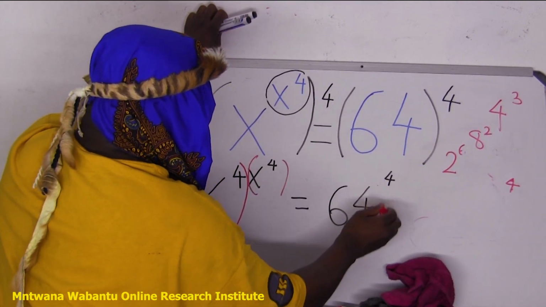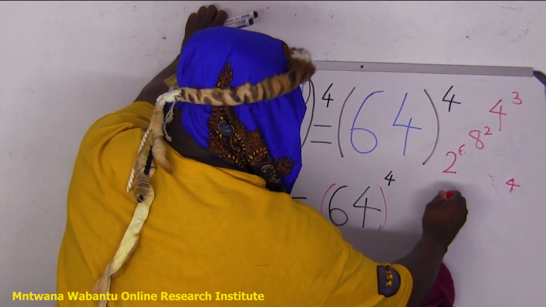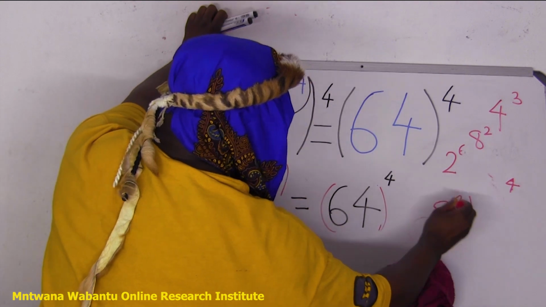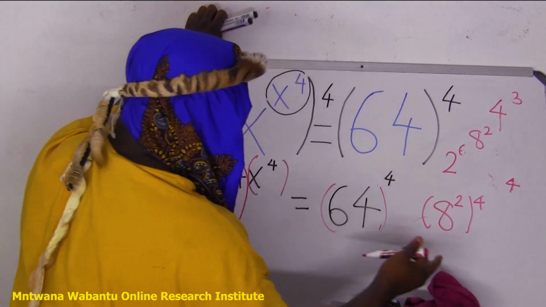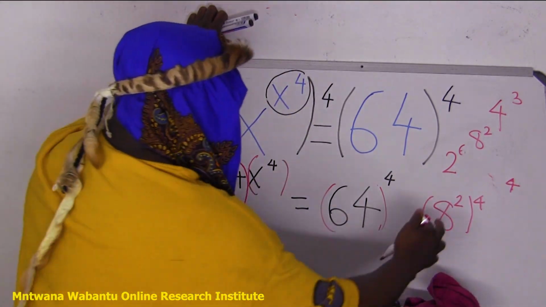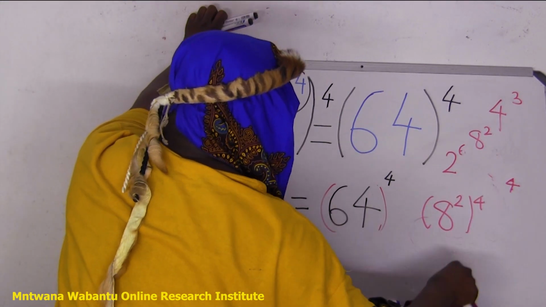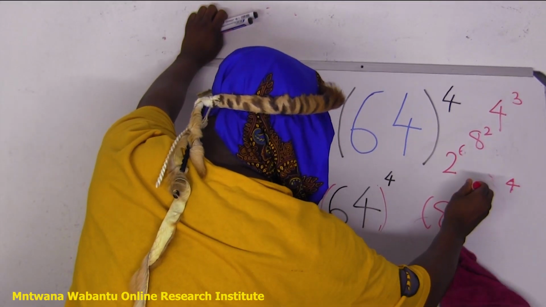So here, see here? Let me take 8 power 2. But on the outside, I have a 4. I mean, outside the bracket. So what is 4 times 2? 4 times 2 equals 8. Okay, so this is going to give me 8 power 8.